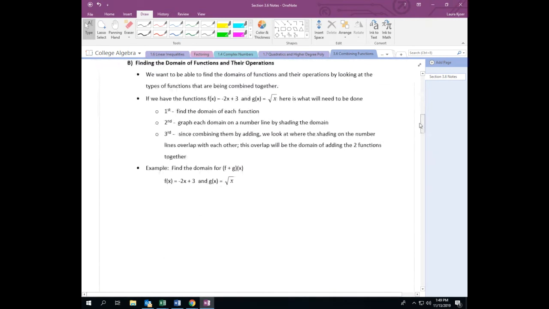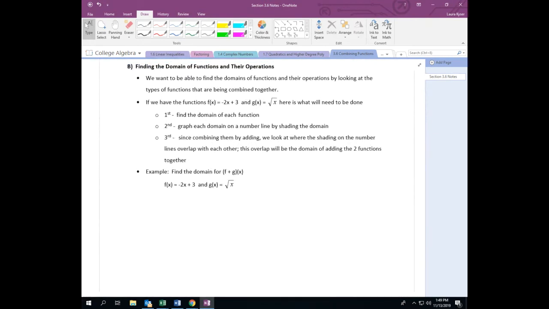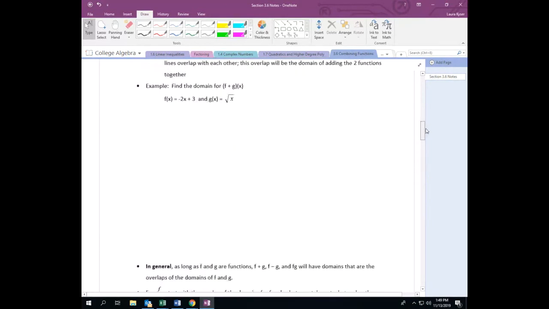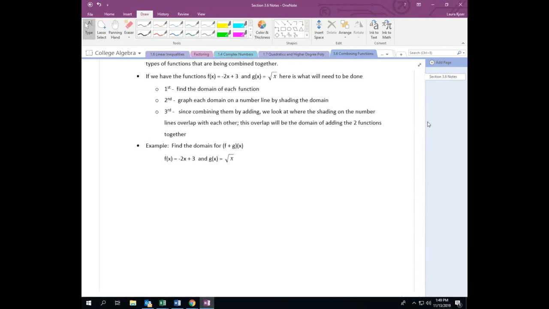If we scroll down, we're going to talk about finding the domain of functions and their operations. Now, domain of functions themselves is something that we've already discussed. What we are going to do at this point, though, is find the domain of the combinations of these functions. Now, if they ask you to find what the operation is and the domain, then you can look at what you got whenever you do the combination first. If they only ask you for the domain, you don't have to do the combination. There's a way to find the domain without actually even knowing what it looks like when you put these things together. So here are the steps.